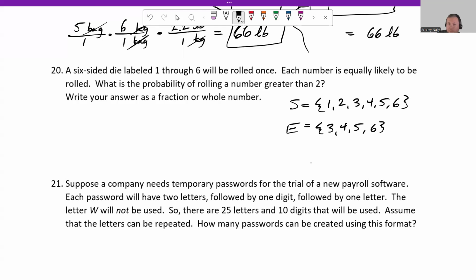3, 4, 5, and 6 are greater than 2. So then the probability of our event E is the number of things in E divided by the number of things in the sample space. So we have 4 over 6. As a reduced fraction, that's going to be 2/3.